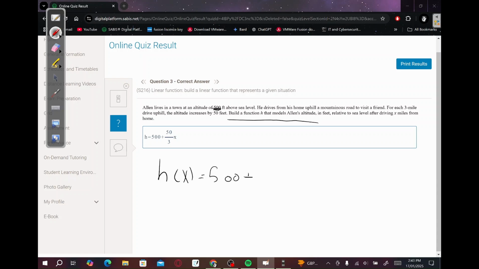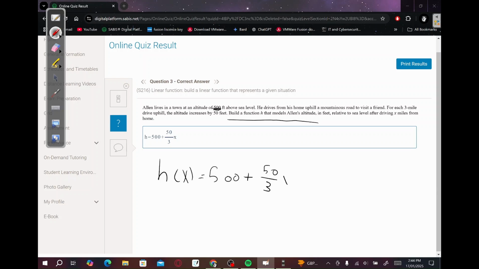Now his friend's home is uphill, so it's plus, right? Now, for each 3-mile drive uphill, his altitude increases by 50 feet. So it's going to be 50 over 3 because we're measuring his altitude, right? For every 3 miles, he increases by 50 feet. So 50 over 3. Now this would be only for the first 3 miles.